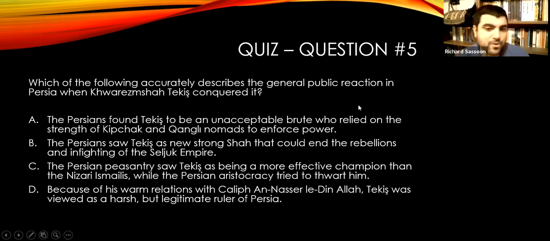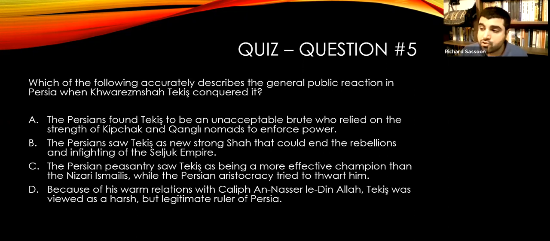All right, so the answer in this case is A. The Khwarezm Shah was really seen as a brute, an uncultured person, who maintained power through the nomadic soldiers he employed, not because he had legitimate right. We also talked about how Tekish fought with the caliph, and they had a spat. The caliph sent him a vizier, he killed the vizier, and the two of them had this tete-a-tete against each other, but it meant that he wouldn't be recognized as a legitimate Islamic ruler.